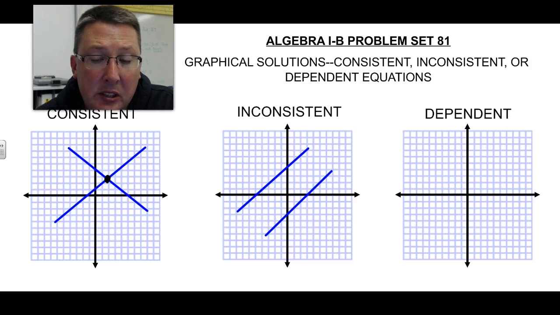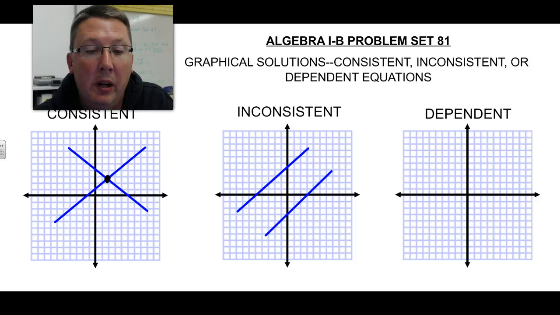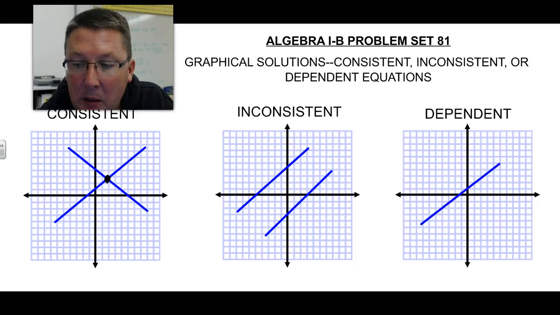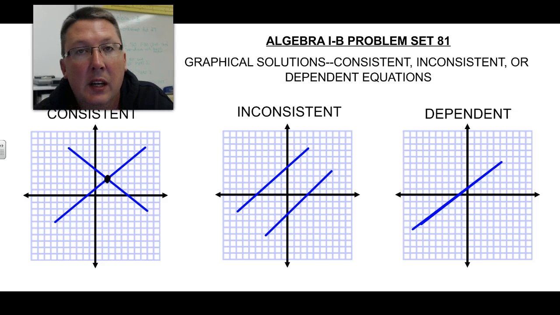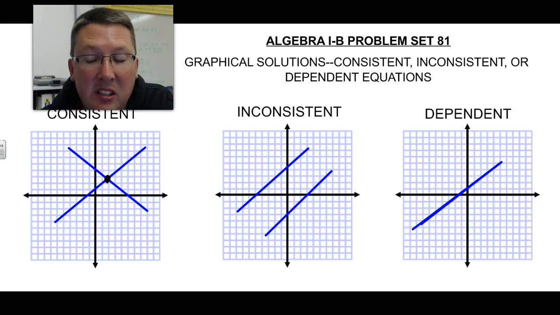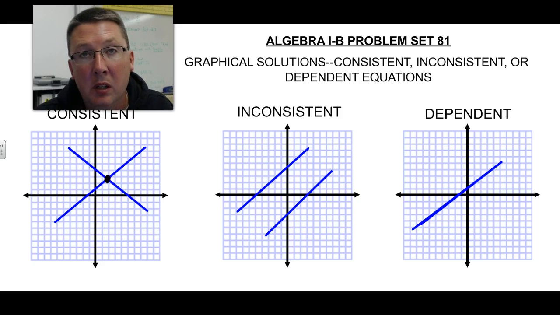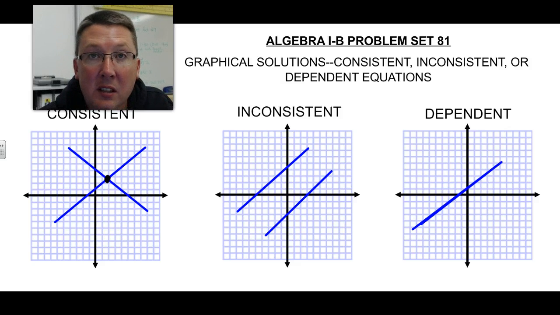The third situation is what's called dependent equations. That is where I take these two equations and I draw the lines on the graph, and it ends up that they land right on top of each other. Okay? That is called dependent equations, and there's a whole bunch of solutions to those two equations because there's a whole bunch of ordered pairs that will work in both equations. Okay? The most common solution will be consistent equations.